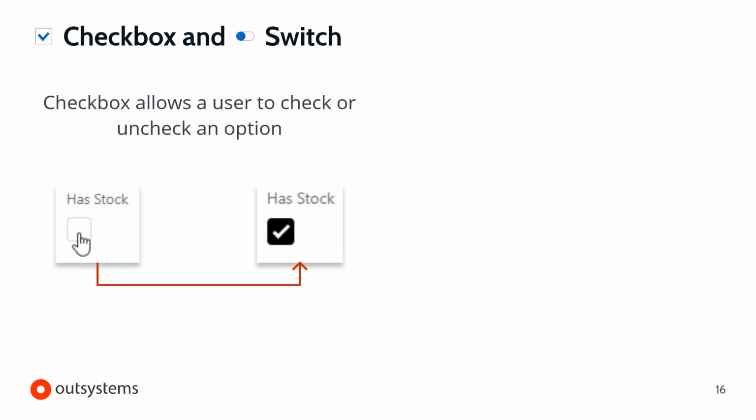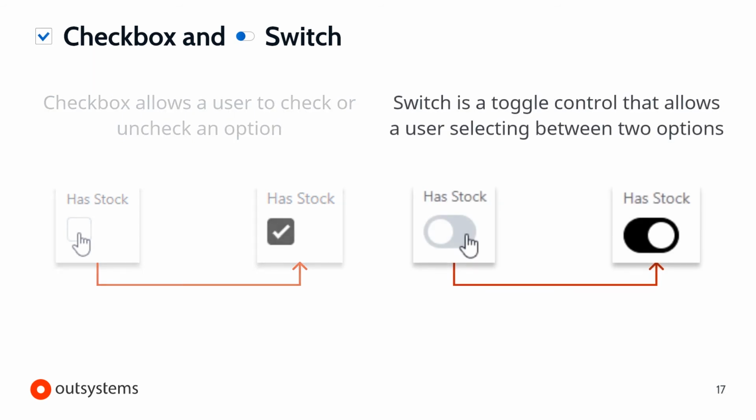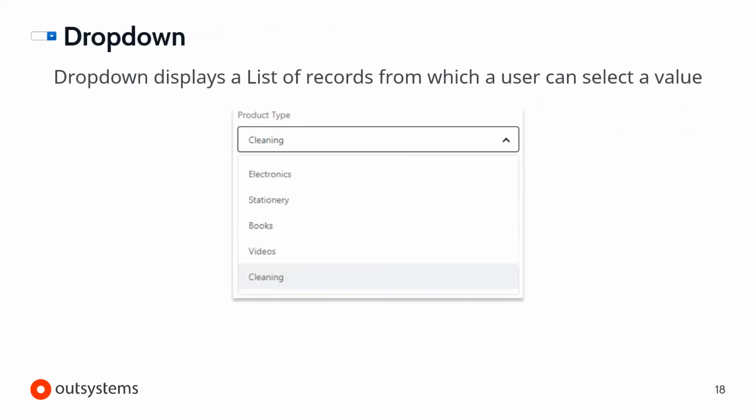There are also widgets to represent binary options, such as yes or no, true or false. In OutSystems, we represent that with a variable of a Boolean type. The checkbox is a simple widget that allows a user to check or uncheck an option. The switch has a similar approach, but with a swipe left or right behavior to select or unselect an option. The dropdown also allows the user to select from a list of choices. With the dropdown, a user can easily select an option from a large set of records.